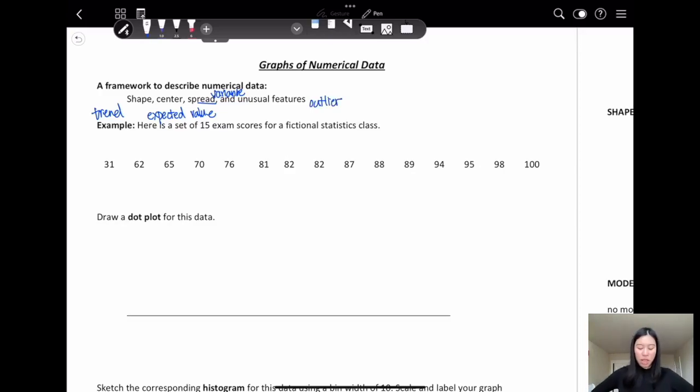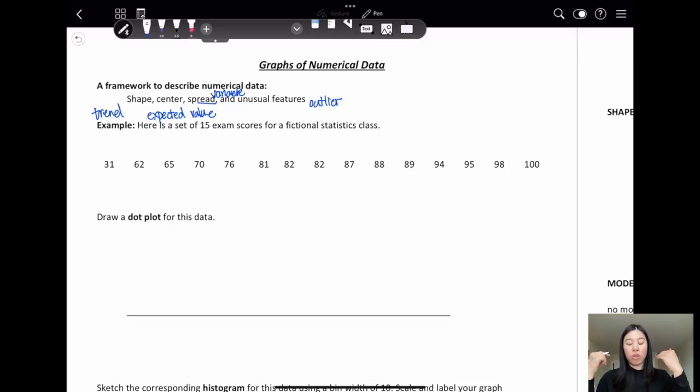So here is an example. Here is a set of 15 exam scores for a fictional statistics class, not our class. We have the lowest score of 31 and the highest score of 100, and we draw a dot plot for these data. So how do we draw a dot plot? First of all, we need to draw a line long enough to hold all of your data. Again, our data range is from 31 to 100.